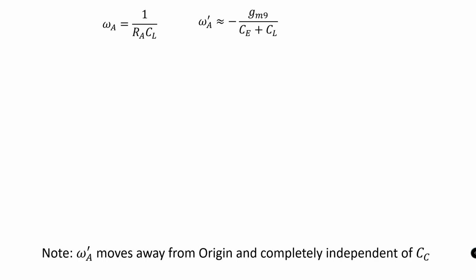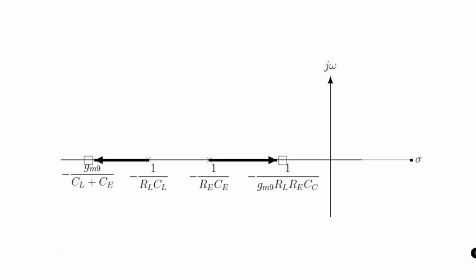Now let's summarize the behavior of both the dominant and the non-dominant pole as one tries to increase the value of Cc with respect to an S-plane. As noted in this S-plane, the cross symbol denotes the pole location when there is no Miller capacitance. But the moment one places the Cc capacitor around the second stage and starts increasing the value of Cc, both the poles move away from each other, and one can call such behavior pole splitting.